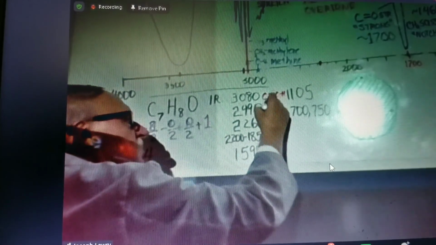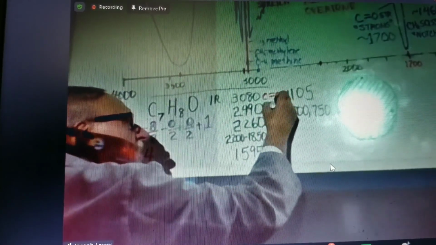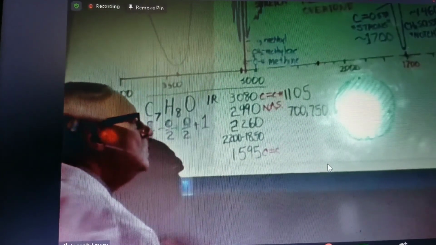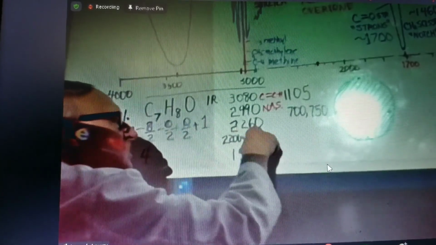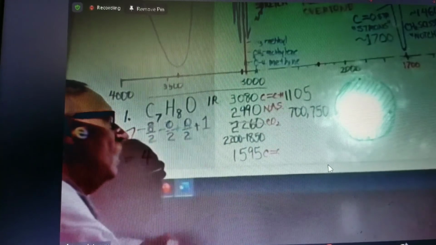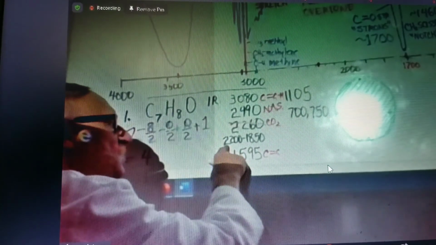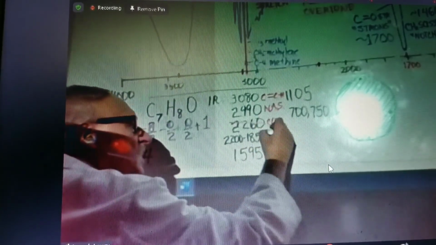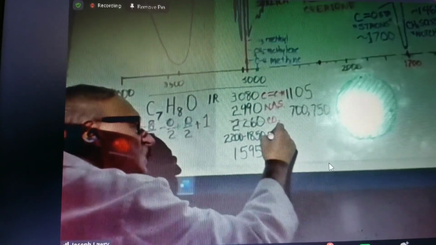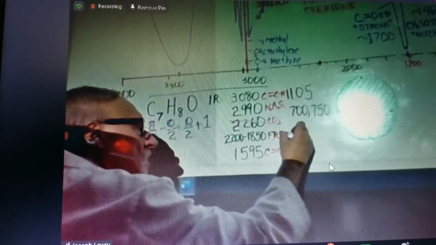2990 means I have some normal alkane in there. I have some kind of alkane carbons in there, 1 or more. 2260 is CO2, an impurity, so we disregard it. 2200 and 1850 is Fermi resonance overtones. And that tells me aromatic.